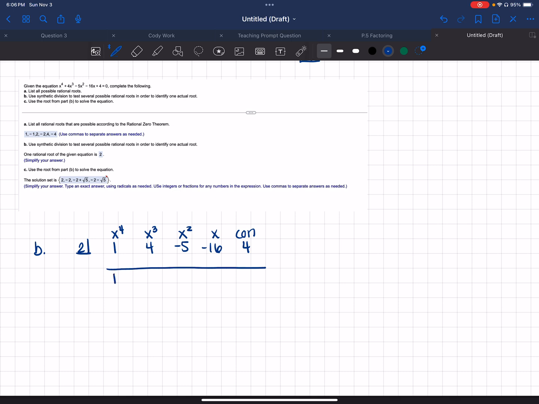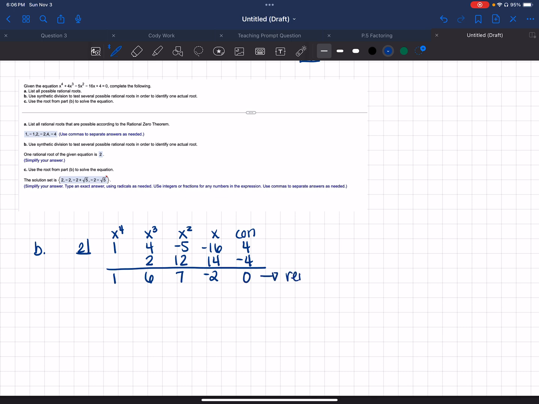I'm going to bring down my 1. I'm going to take up a 2. That gives me 6. 2 times 6 gives me 12. -5 and 12 should give me a positive 7. 2 and 7 gives me 14. -16 and 14 gives me -2. And 2 and -2 gives me a -4, which gives me a remainder of 0.